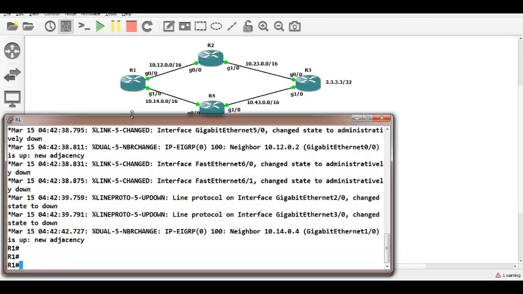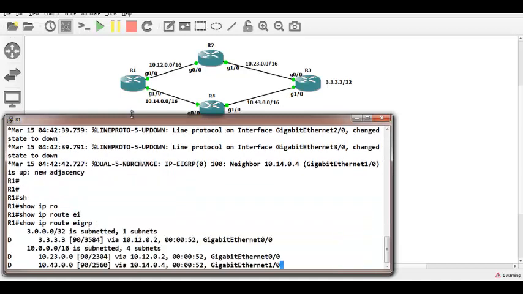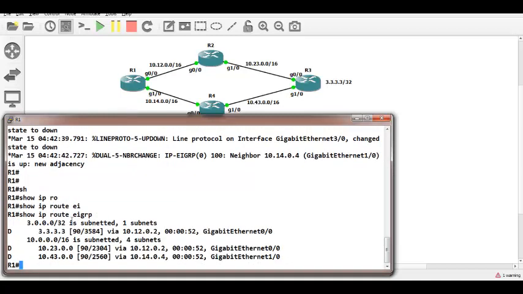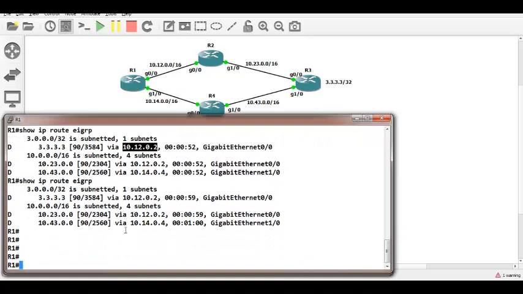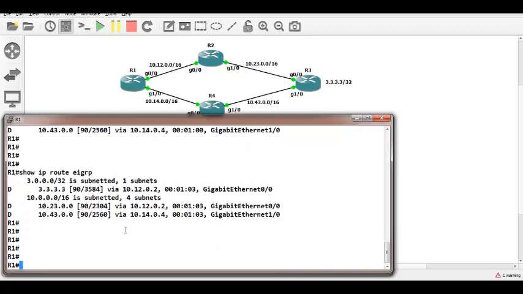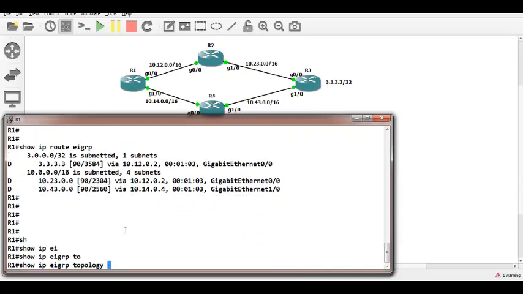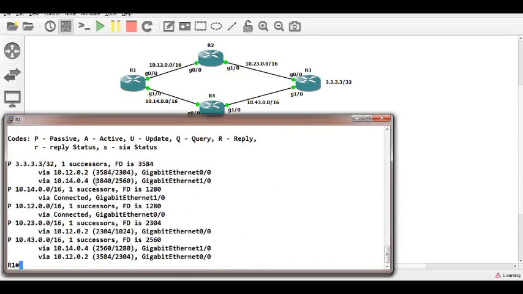So as a result, if you see, on R1, show IP route EIGRP, to reach that 3333. Right now I have only one route via router 2. Only one route via router 2. But if you see in the topology table, show IP EIGRP topology, I got 2 routes. One via router 2, the other via router 4.